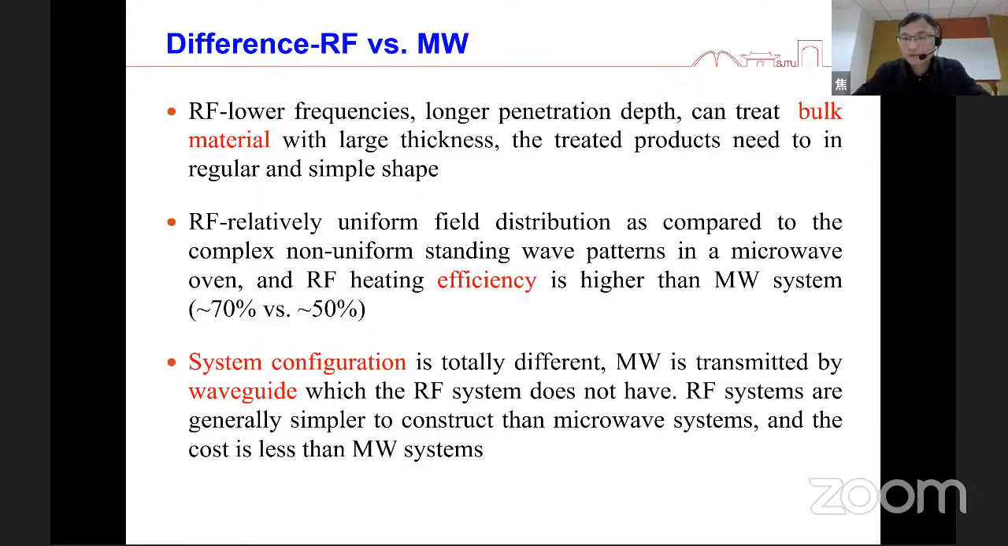And the system configuration is totally different. For RF heating, generally the system is much simpler than the microwave heating system, and the cost of the equipment is less than microwave equipment. So that's the difference between microwave and RF heating.